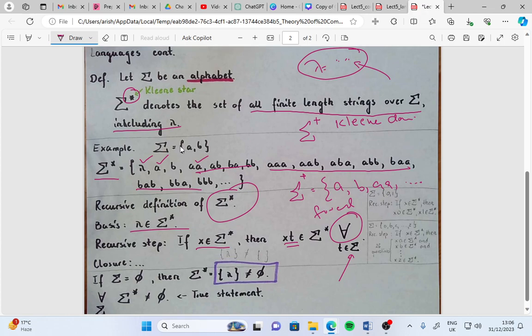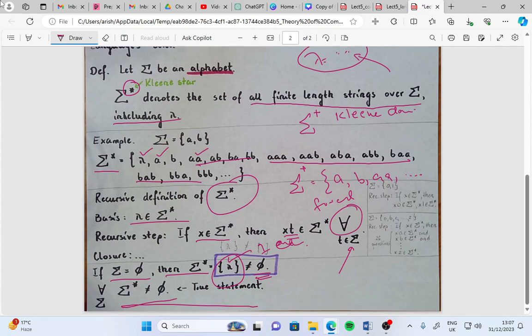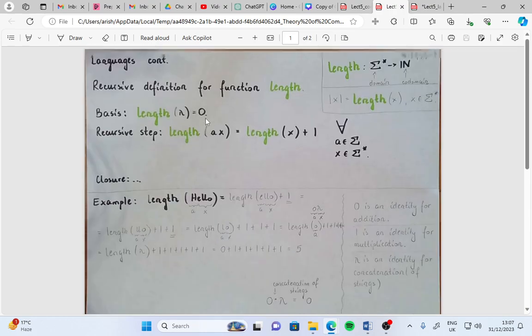Here in the closure we can say that if sigma is equal to empty, then sigma star will still have the empty string, so it is not equal to empty. There is an empty string here; it is one element. So it is not equal to something empty. Then for all sigma star that belong to empty, this is a true statement. Now, if we quickly see some more language concepts: the recursive definition of the length function. If this is the length function and we have lambda over here, then it is 0.